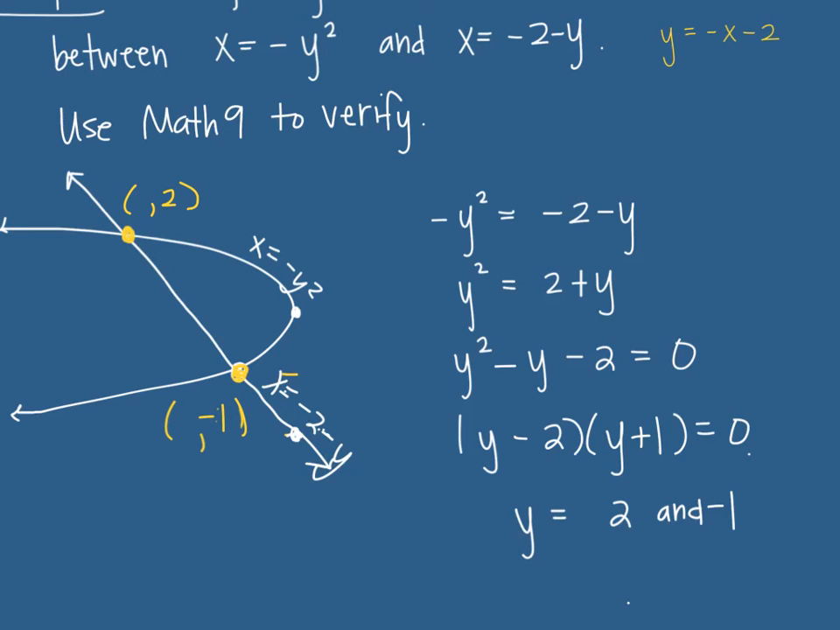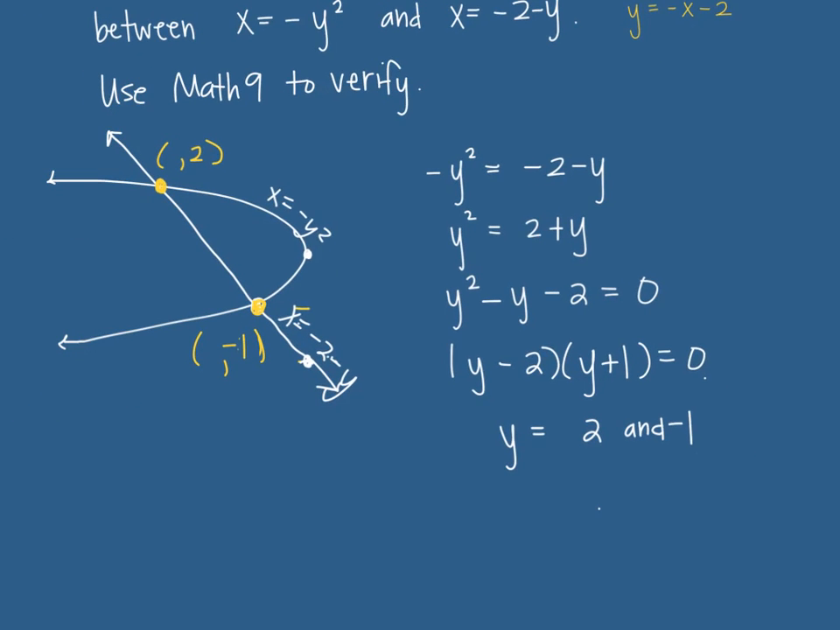Now you don't even have to find the x values, because I don't need them. I only need the y values to be able to integrate from the lower to the higher. All right, so now I'm ready to set up my integral to find the area of that region. So my integral will go from the lower y coordinate, which was negative 1, to the upper y coordinate, which is 2.